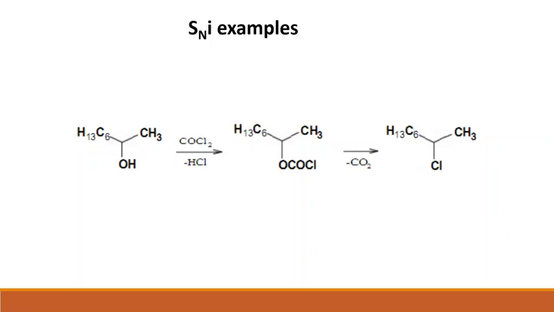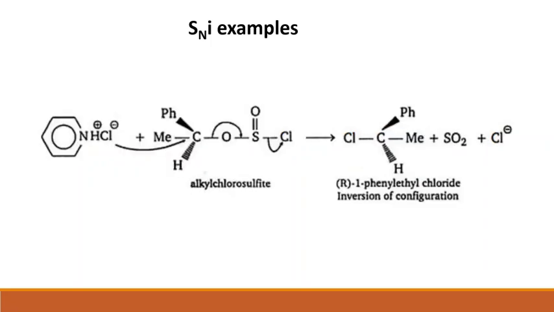The SNi mechanism occurs rarely, and another example is the reaction of 2-octanol with phosgene, which proceeds with retention of configuration. It is interesting to note that S-1-phenyl ethanol and thionyl chloride react in the presence of a tertiary amine such as pyridine. The product R-1-phenyl ethyl chloride is obtained, that is, inversion of configuration occurs.